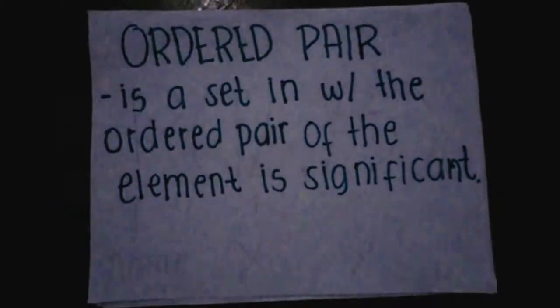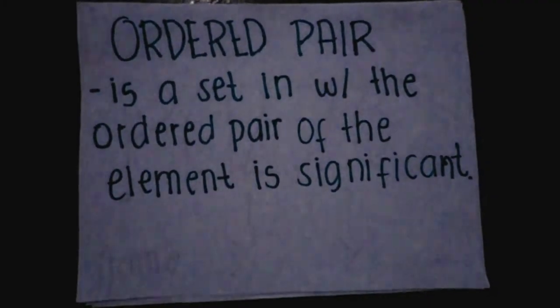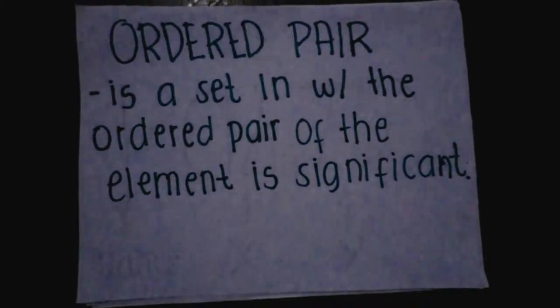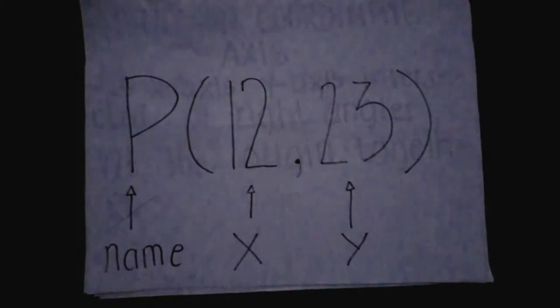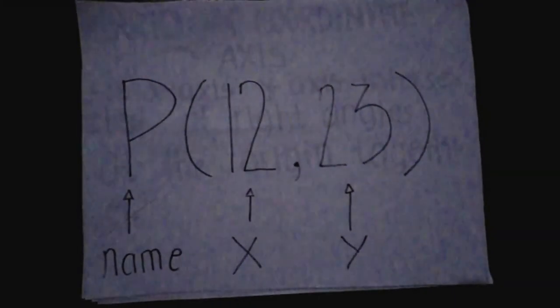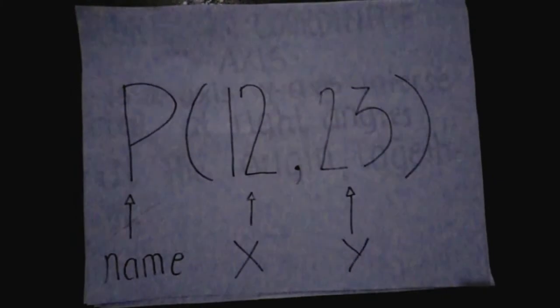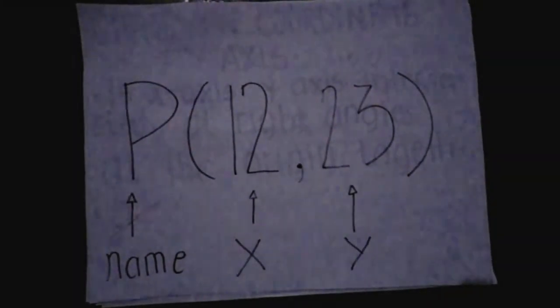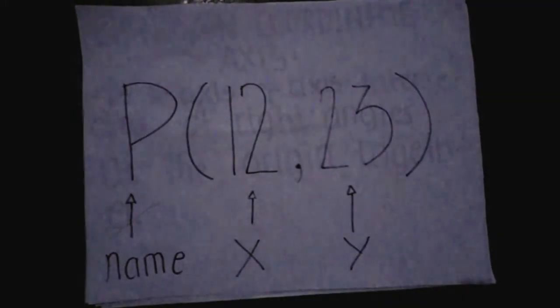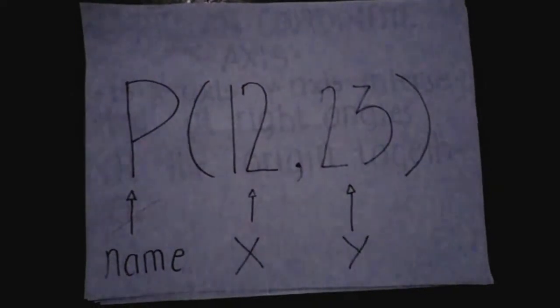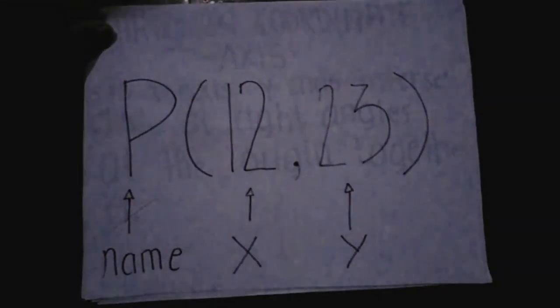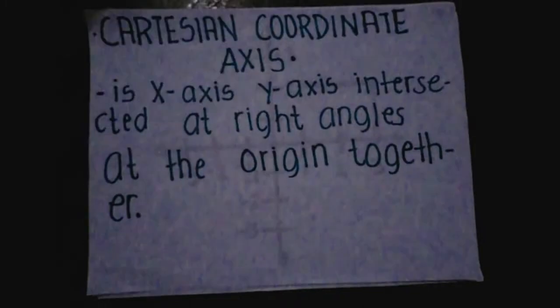Next is the ordered pair. An ordered pair is a set in which the order of the elements is significant. So you can see the figure of the ordered pair. The coordinates are written as an ordered pair as shown below. The letter P simply names the point and is used to distinguish it from others. 12 is the x-coordinate and 23 is the y-coordinate.